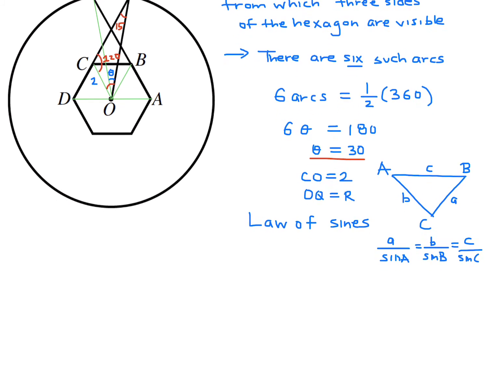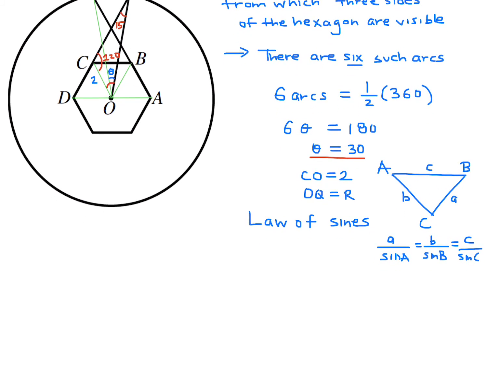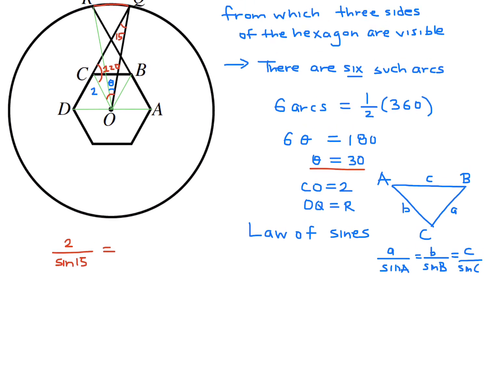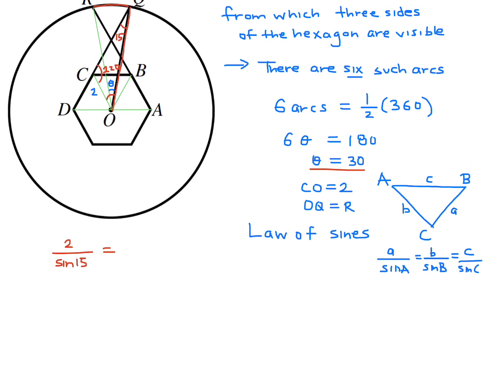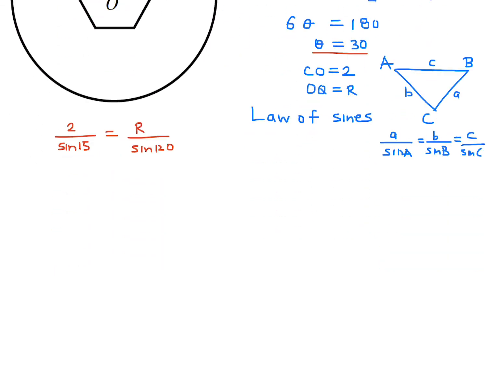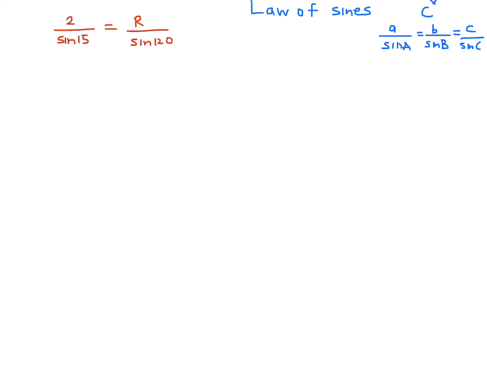We've got our angles. So let's use the law of sines now. 2, this 2 right here, over the sine of 15 is equal to r, which is this distance, the radius, over, which angle are we going to use? 120. So there you go. That is the equation that's going to help us solve for r.